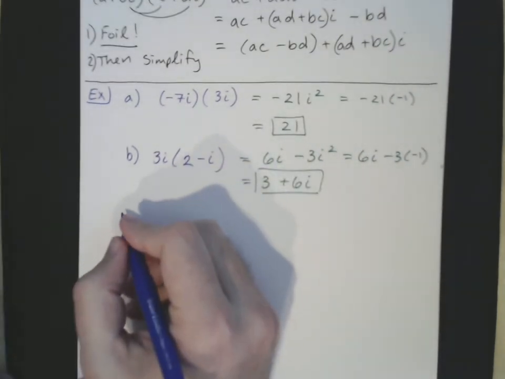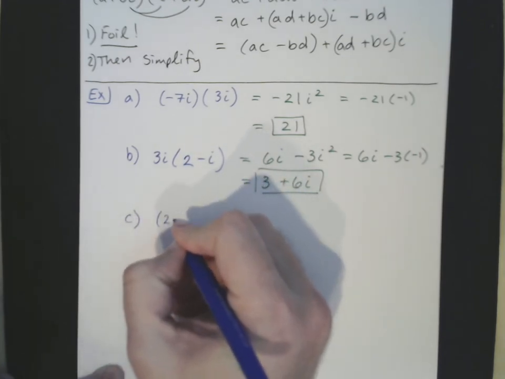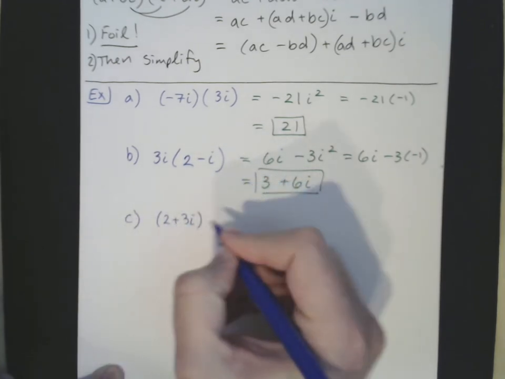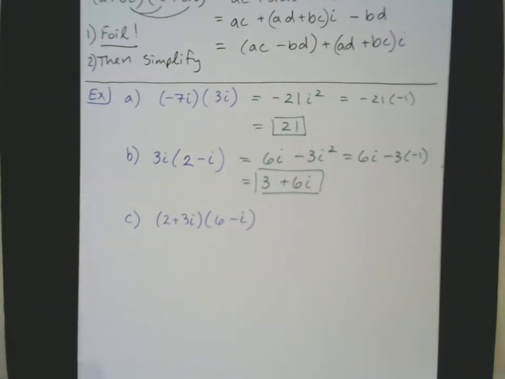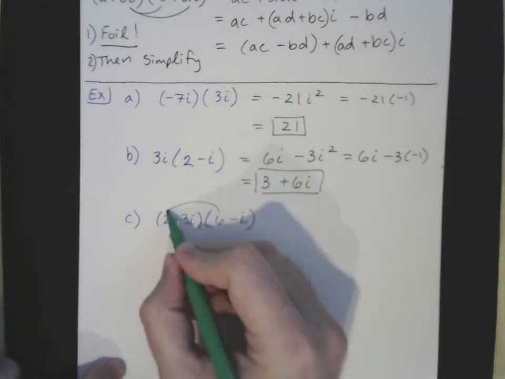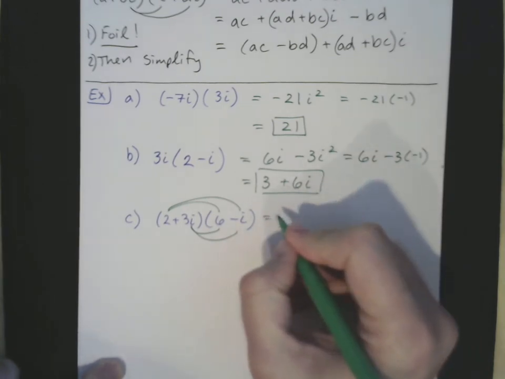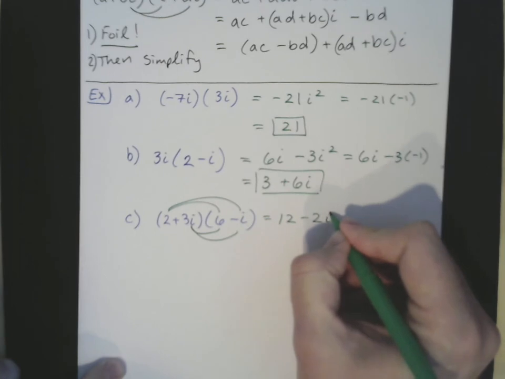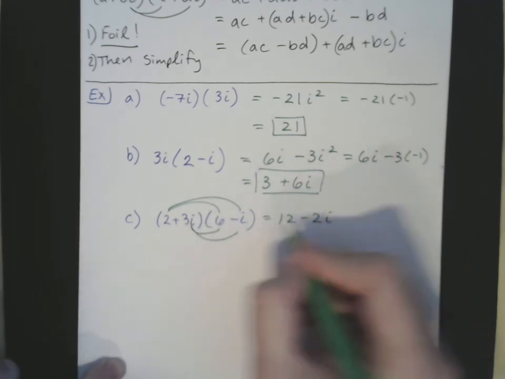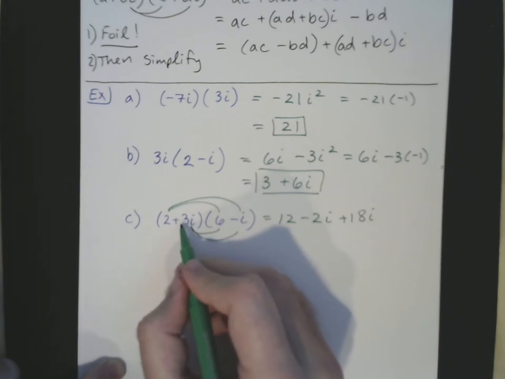Okay, let's do one more here. Do 2 plus 3i times 6 minus i. So this one's just like our general form. We're just going to FOIL these out. So we have 2 times 6, 12, minus 2i, plus 18i, and then minus 3i squared.